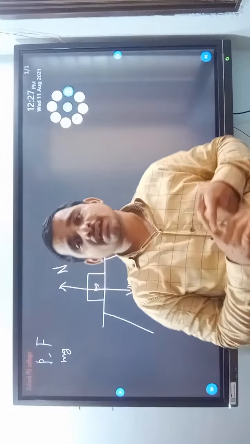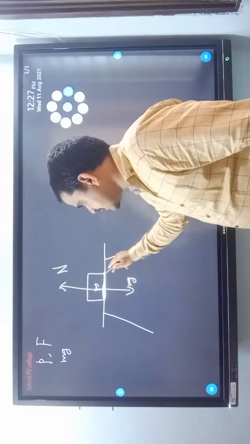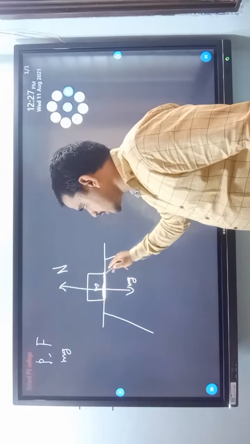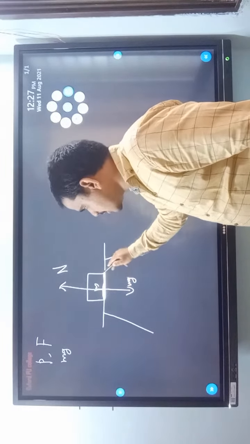Understood? If you observe here, this is the body surface, and here I have the table also. These are the two surfaces which are in contact. The table and the body are both in contact, right?